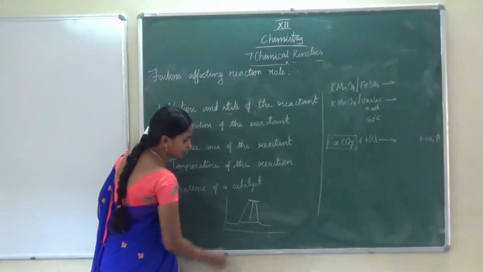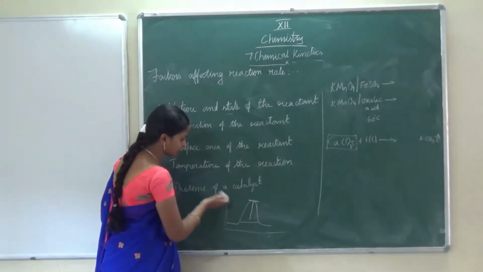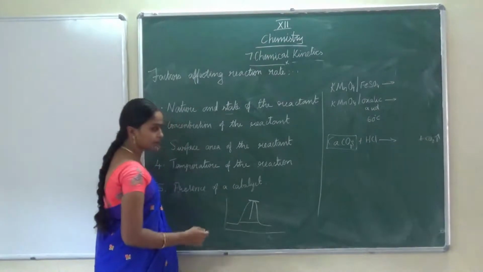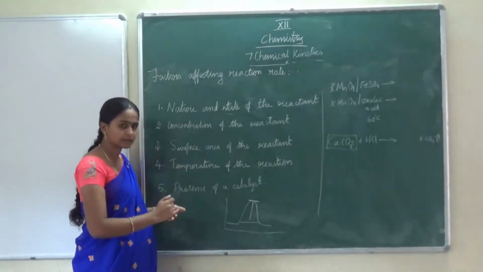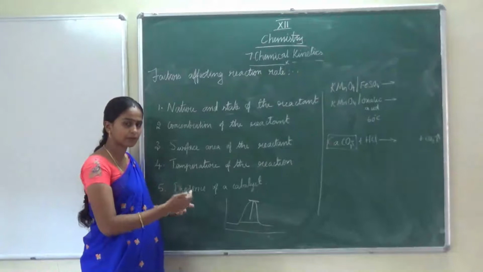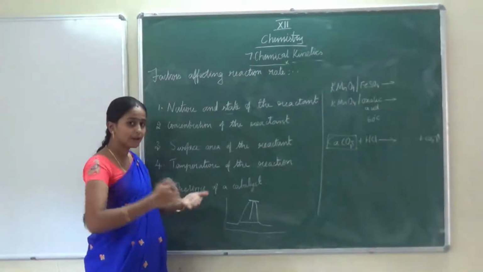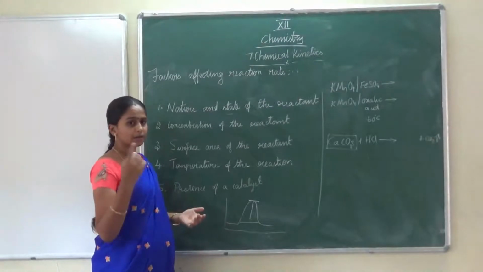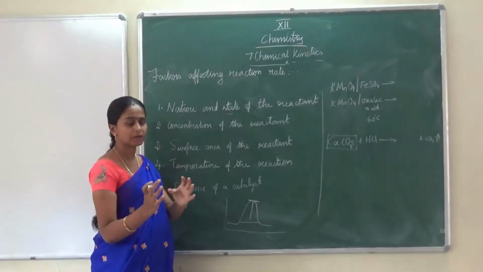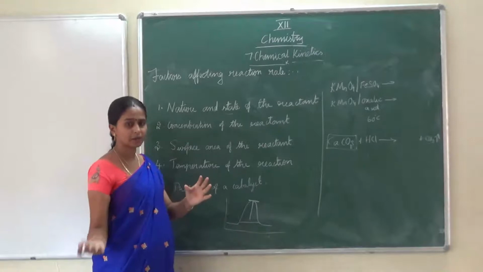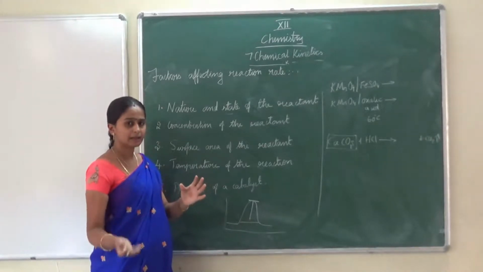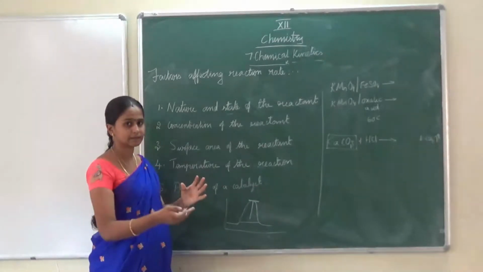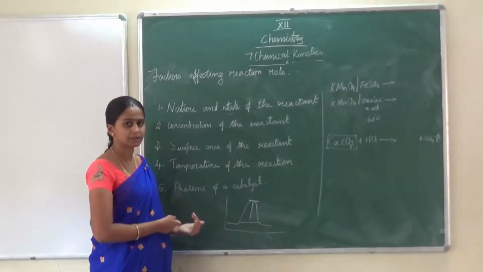This activation energy, when we are adding the catalyst, will be reduced. When the activation energy is reduced, that means the minimum energy which is required for a collision is reduced. That means more number of reactants can be involved in the collision. Only few molecules are involved in collision. Other molecules are not involved because they have less energy than the activation energy. Like that we have learned in collision theory.